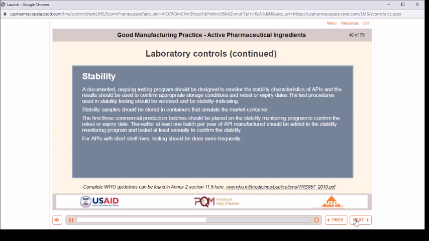The first 3 commercial production batches should be placed on the stability monitoring program to confirm the retest or expiry date. Thereafter, at least 1 batch per year of API manufactured should be added to the stability monitoring program and tested at least annually to confirm the stability. For APIs with short shelf lives, testing should be done more frequently.